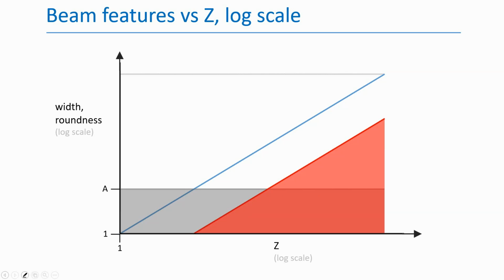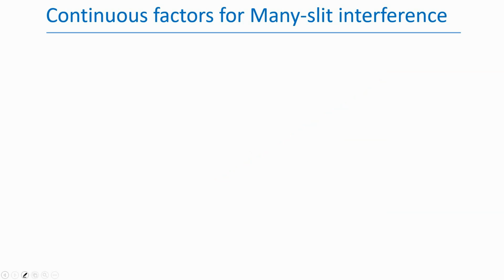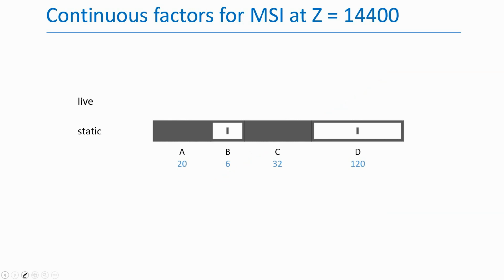That's it. We've now learned all the principles of the continuous factor model in the context of the beam. Now, let's apply these very same principles to many-slit interference. We'll focus on this example. We're given these static factor sizes. From lowest to highest rank, they are 20, 6, 32, and 120. And we want to calculate the distribution at the interval elbow, which occurs at a distance of 14,400.